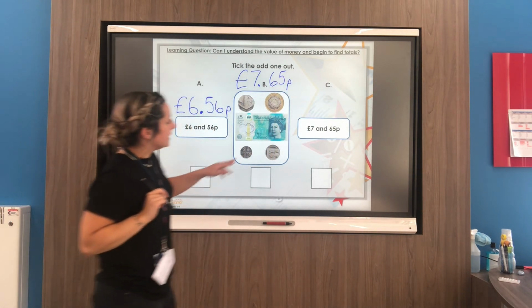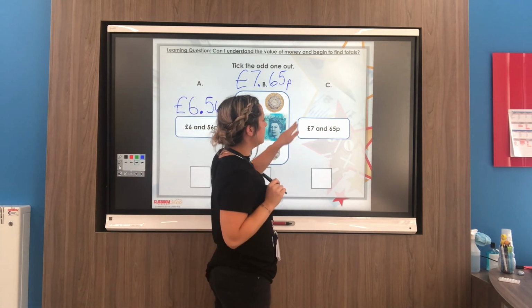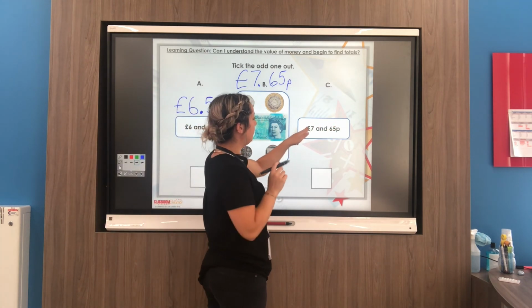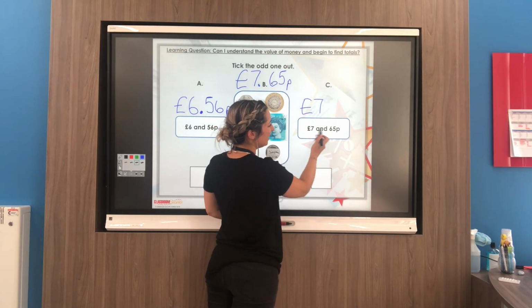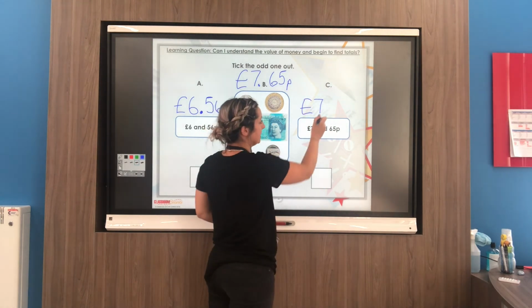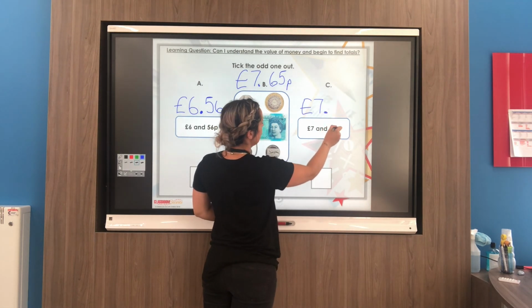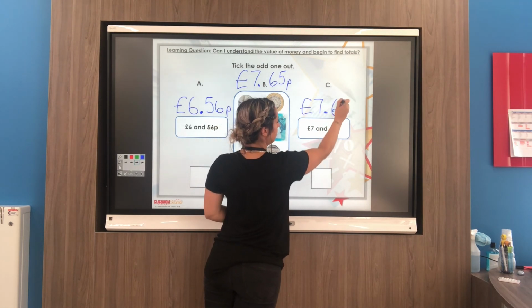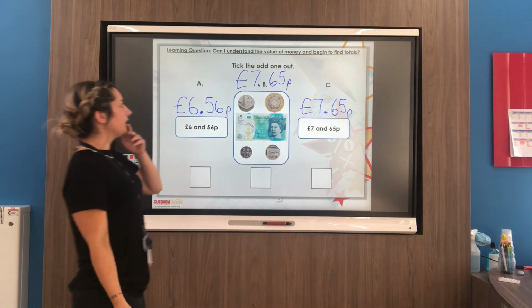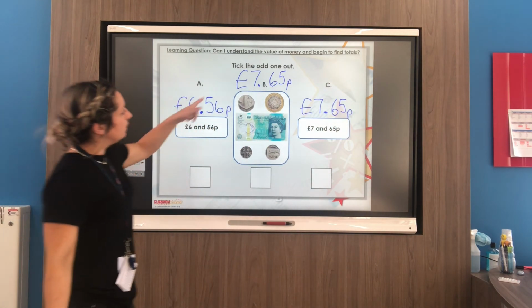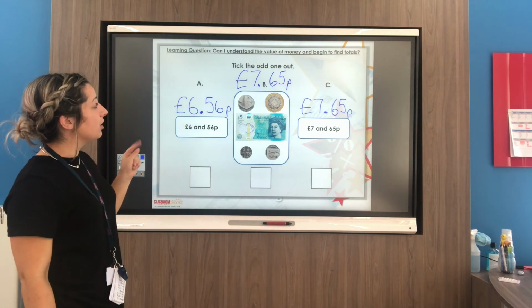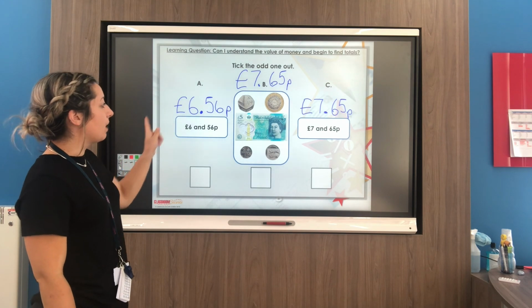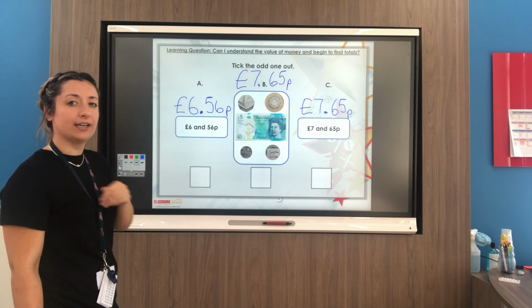And then I need here to put this into number form. So I've got £7, because I've got my pound sign, £7, and I don't put and, I put the decimal point in. 65p. Right, so I've worked all 3 of them out, and what it told me to do was tick the odd one out. Have you managed to work out which one is the odd one out at home? I'm going to read all 3 out for you so you can have a look.